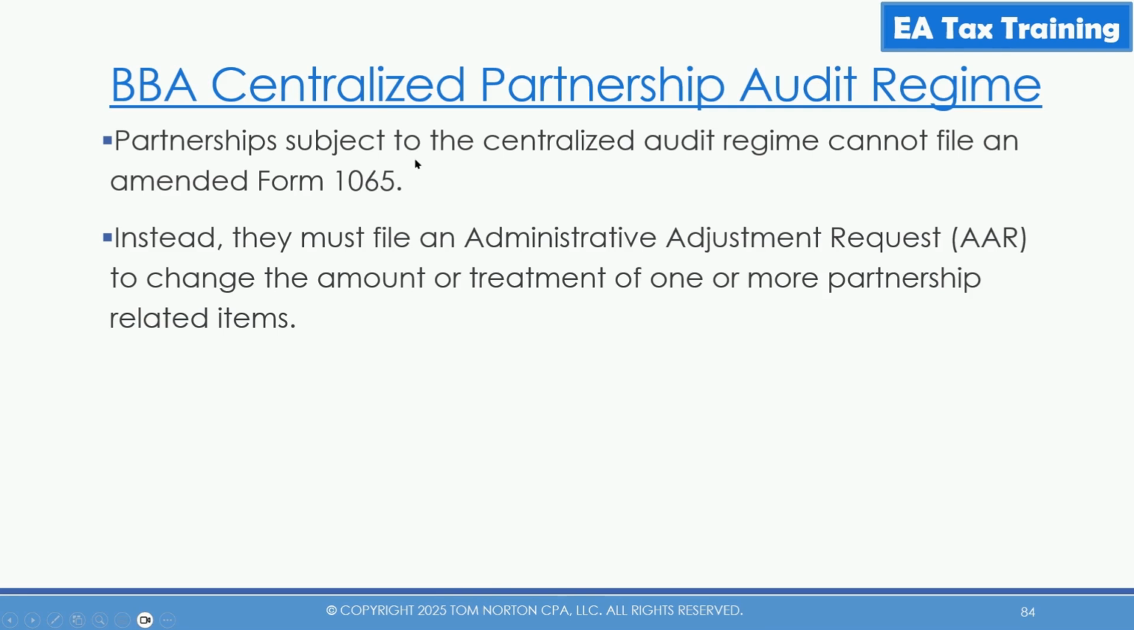So this is just a difference. If you have somebody that's not part of BBA, so they elected out, then if they have a change, they do file an amended Form 1065. But if you are part of BBA, then you file this AAR instead.